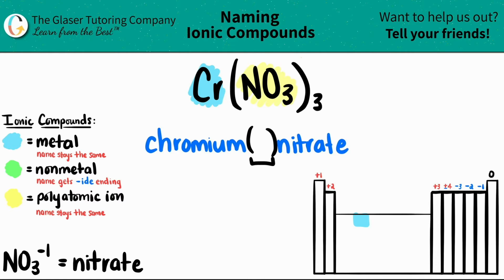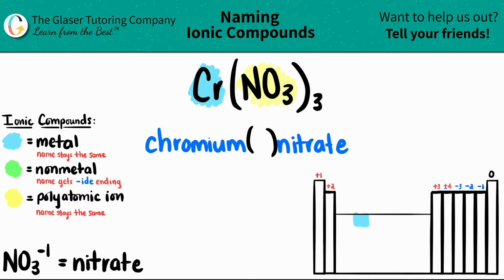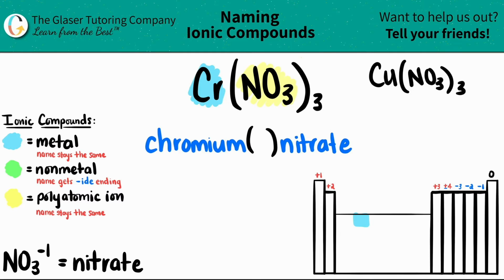It's going to be the charge of the metal. But how do we find that charge? Well, it's pretty simple. All we have to do is we just have to take the subscripts and crisscross them back up to find the charges, right? There was 1 copper. Actually, what am I doing? That's a Cu. This should be Cr. Good catch on that. So there's 1 chromium and 3 nitrates.